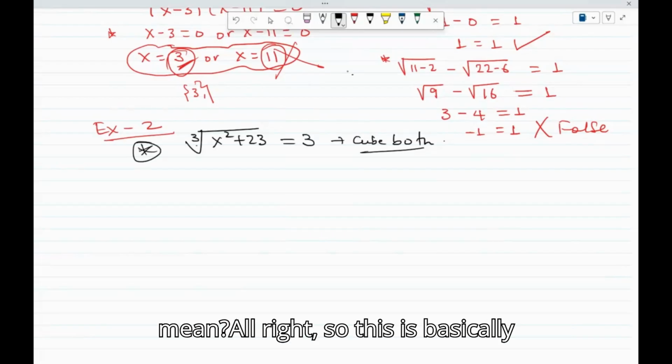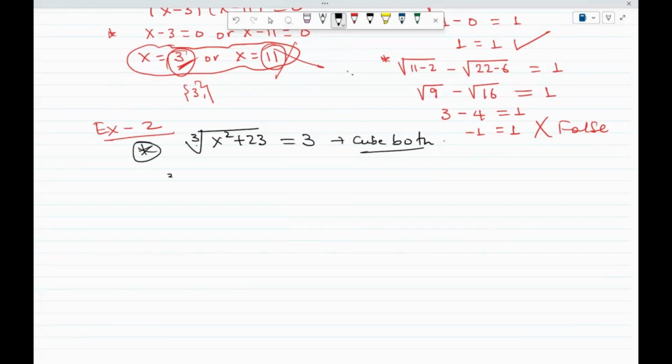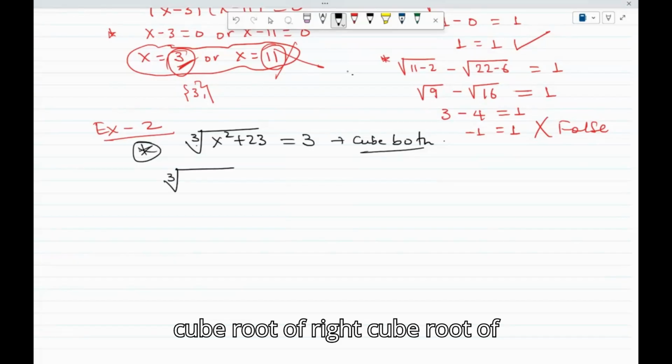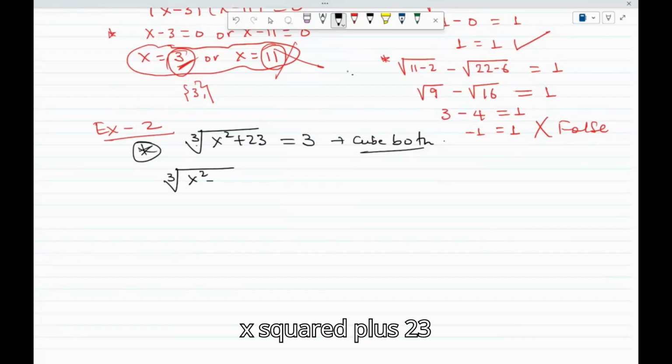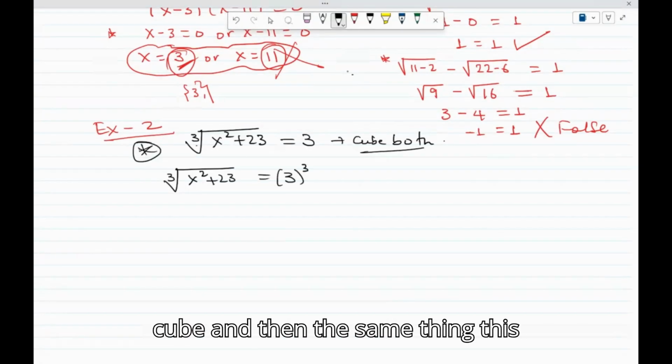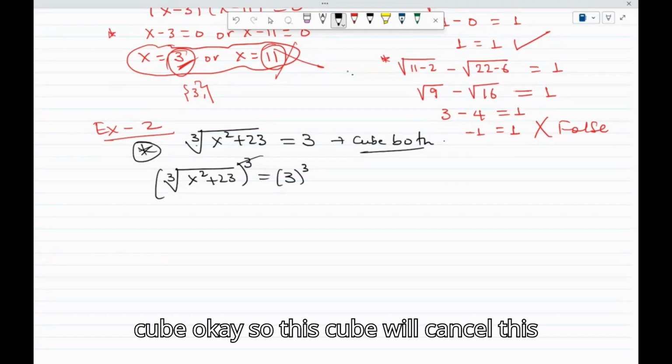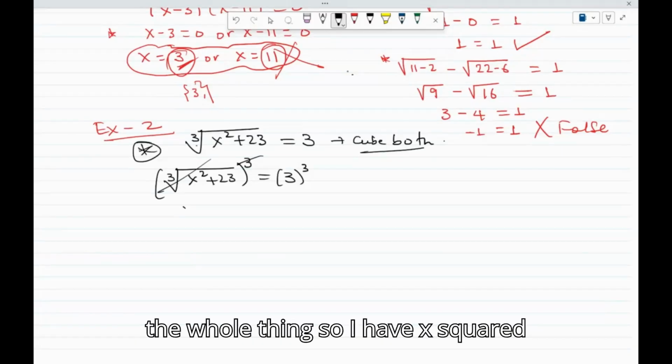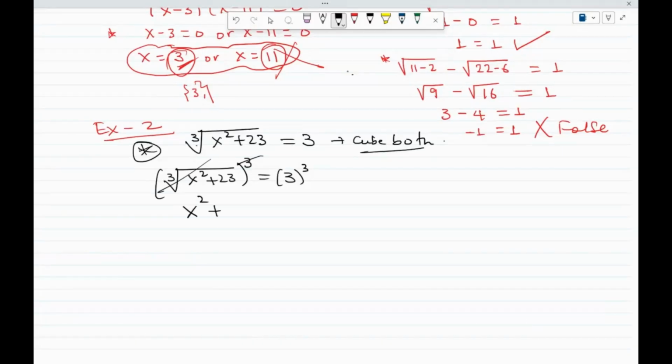What does that mean? This is the cube root of x squared plus 23 equals 3. This is cubed, and the same thing, this cubed. So the cube will cancel the cube root, the whole thing. So I have x squared plus 23 equals 9.